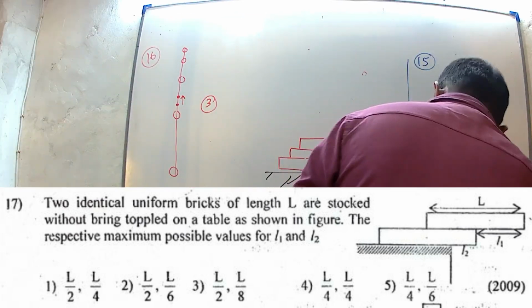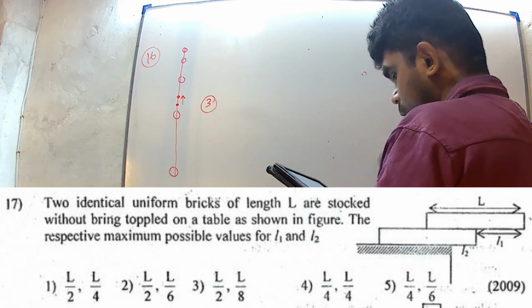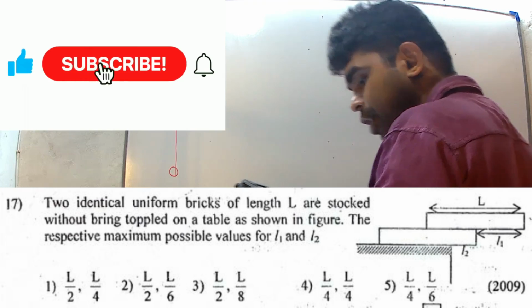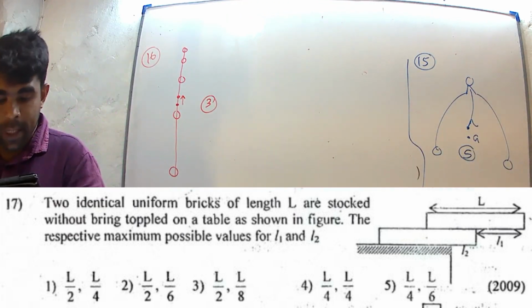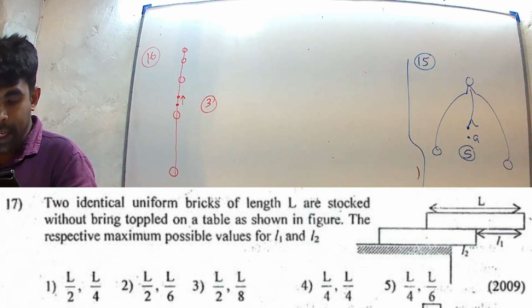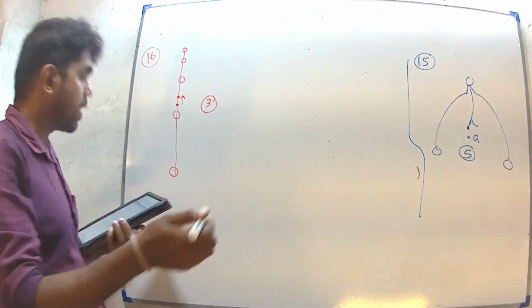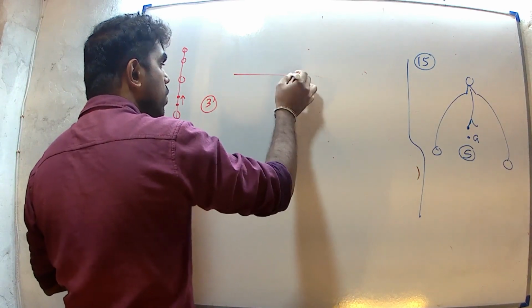Question number 17. 2 identical uniform bricks of length L are stacked without being toppled on a table as shown in the figure. Respective maximum possible values of L1 and L2.